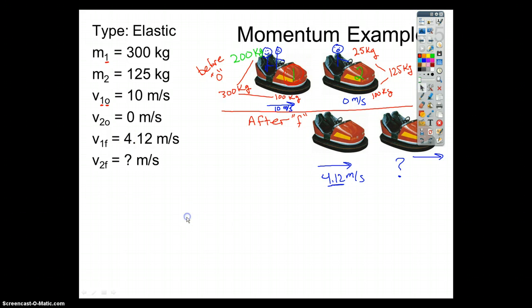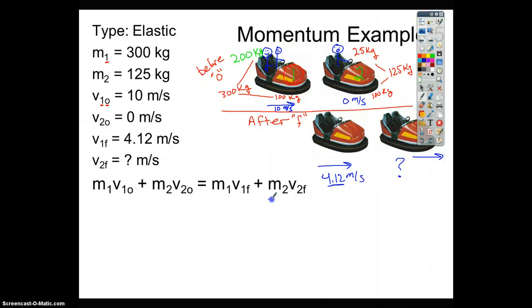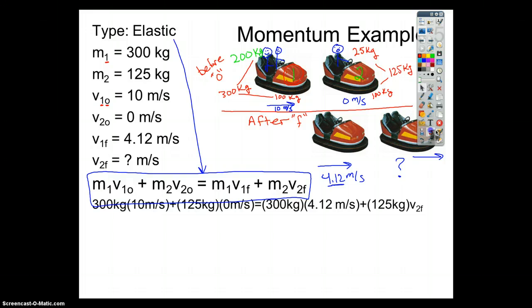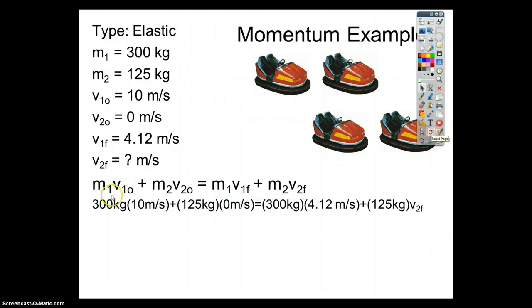The next part of this problem is to plug everything into our equation. This is the equation we use any time we have an elastic collision, where two things bounce off of each other. Notice that all of the things are independent here. Nothing is combined. When we plug all of our numbers in, we end up with 300 times 10 for the first car, 125 times 0 for the second car. On the other side are our finals, after the collision: 300 times 4.12, plus 125 times the speed that we're looking for.